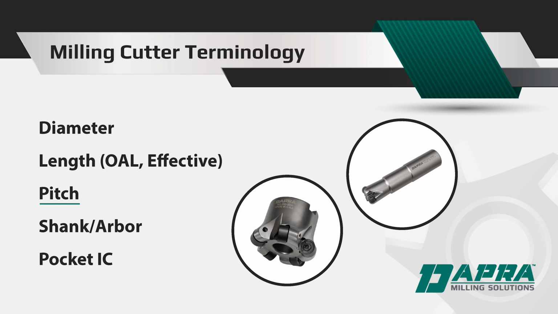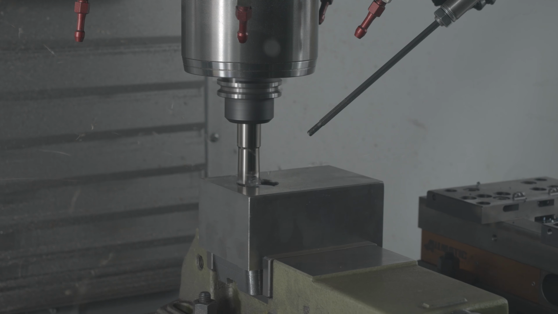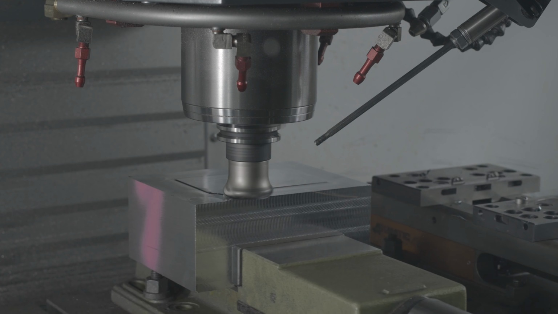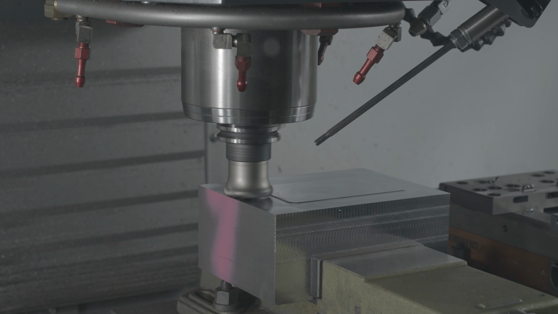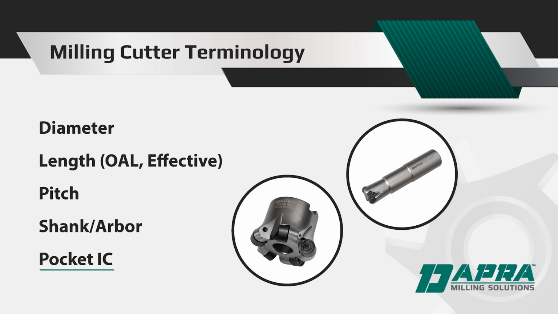The pitch is the number of teeth or flutes that the milling tool has for cutting. The shank or arbor is the portion of the tool that mates with the tool holder. An end mill will have a shank that slips into a hole in the tool holder. A shell or face mill will have an arbor that slips onto the shell mill holder boss. A pocket IC describes the size of the insert or inscribed circle that the cutter accepts in each pocket.